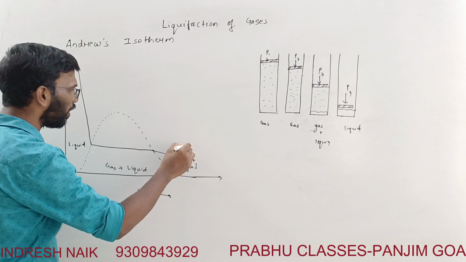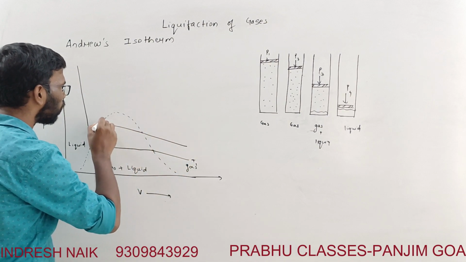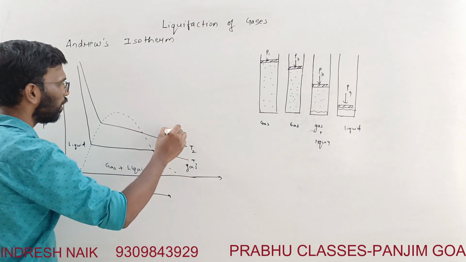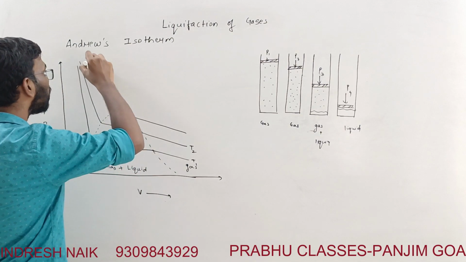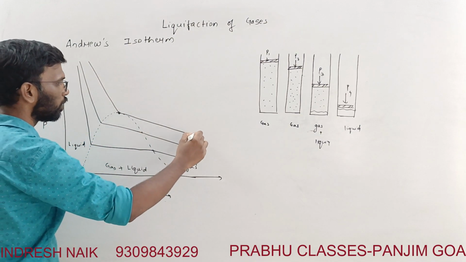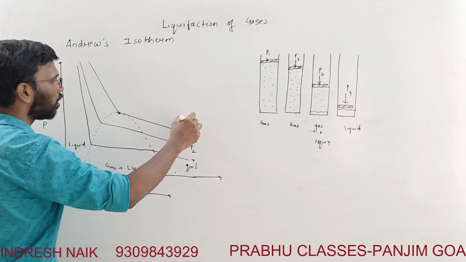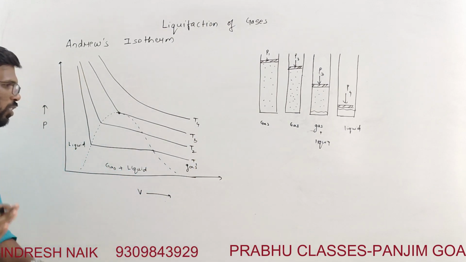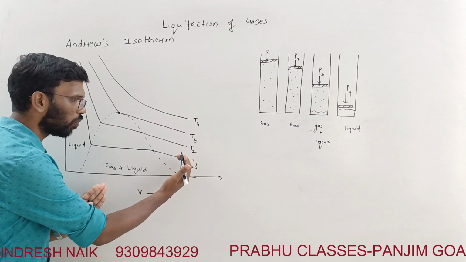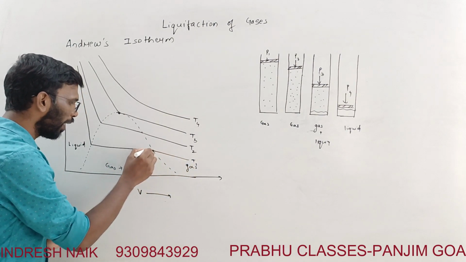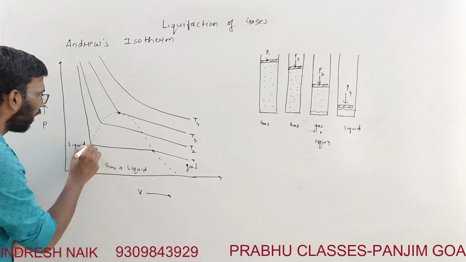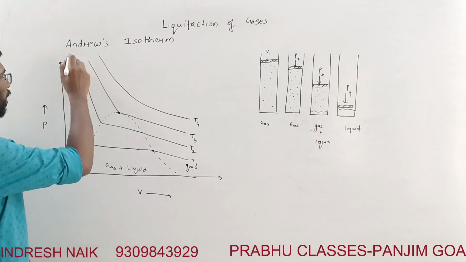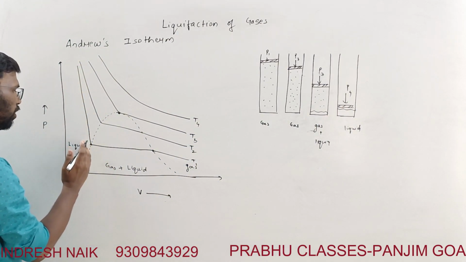At a certain higher temperature, this is what the curve is. At a certain higher temperature, that is T3, this is what the curve is. This is T3. And at a certain higher temperature, the curve will be T4. Now what is the meaning of this? You can see that the gas volume is compressed, and at a certain point there is gas and liquid, and after certain compression, the whole of the gas gets converted to liquid.